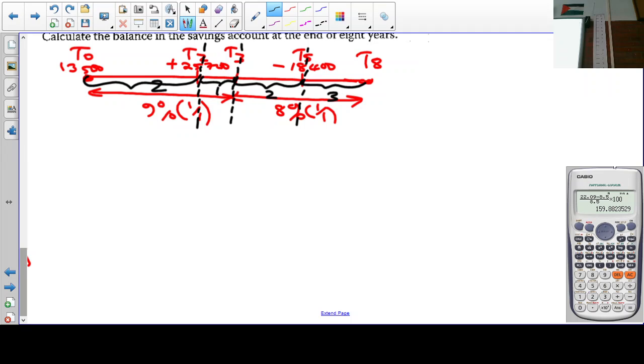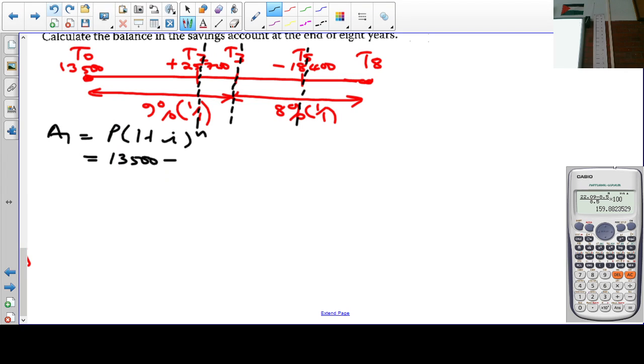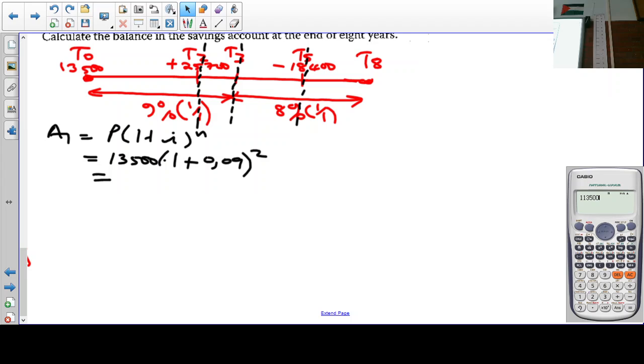Okay? So, A1, we'll follow the formula, P into 1 plus i to the exponent. So it's 13,500 into what? 1 plus 0,09 to the exponent 2. So that gives us 13,500 open brackets 1 plus 0,09 to the exponent 2. That gives us 16,039 rand and 35 cents.